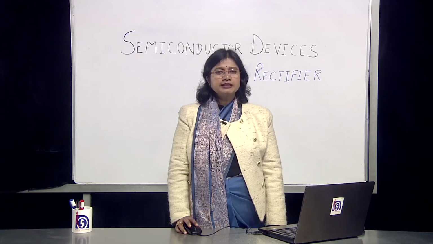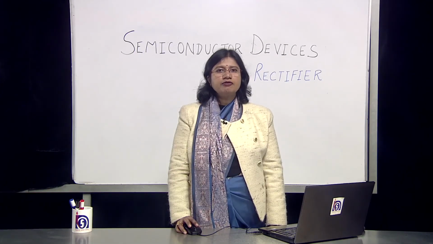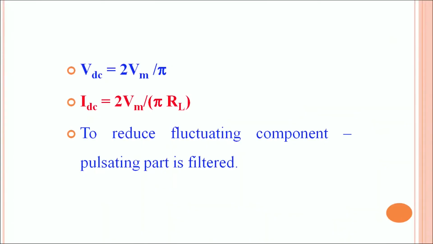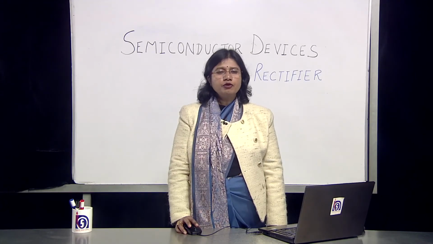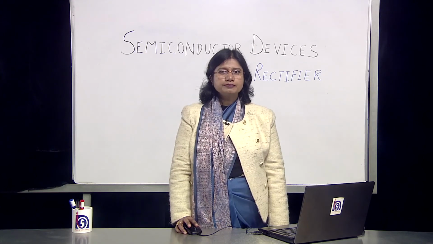What we observe is that there are still fluctuations in the circuit. To understand it, let's have a look at what a half wave and a full wave output looks like on the board.